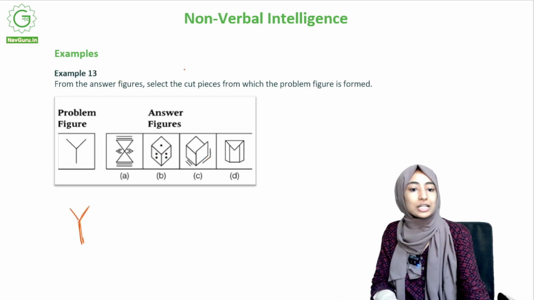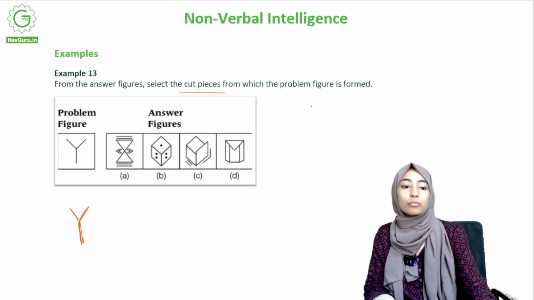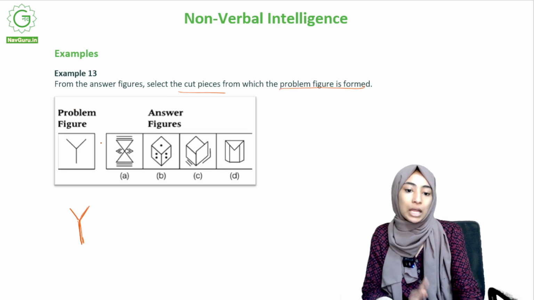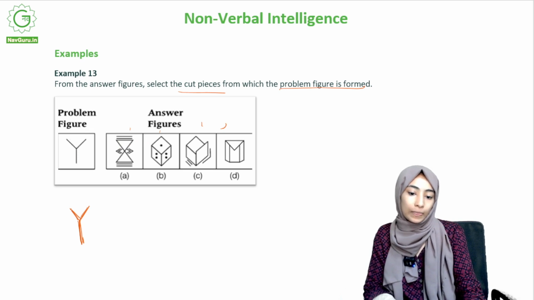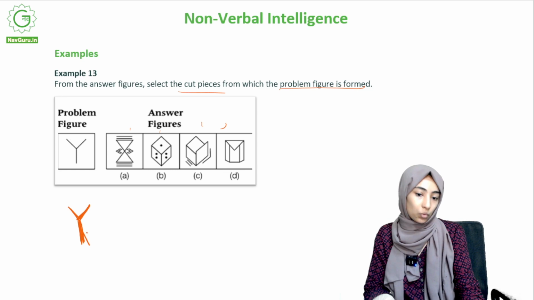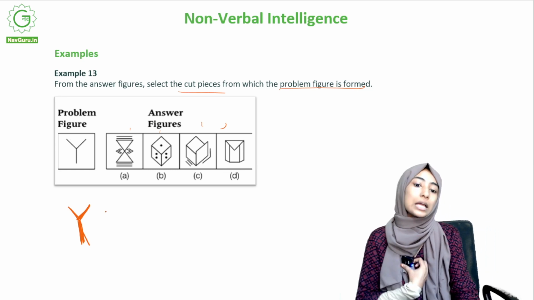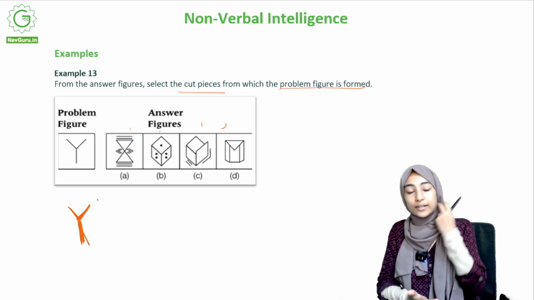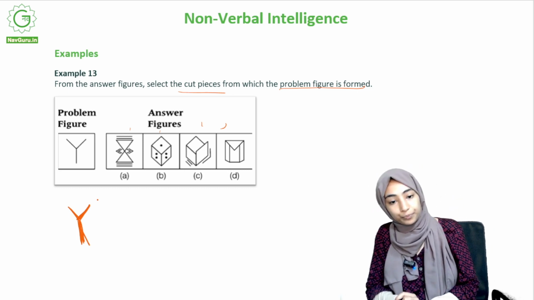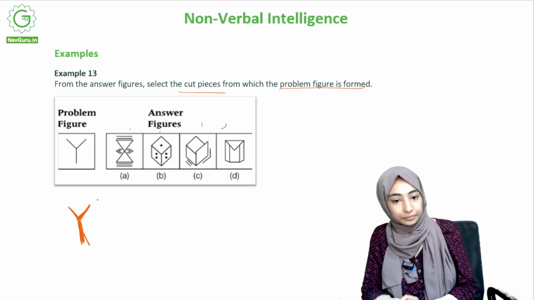From the answer figures, select the cut pieces from which the problem figure is formed. Basically, I need to see out of these A, B, C, and D, which is the cut piece from which I can form a Y. Is there any figure wherein I have something like a Y? That is what I need to be looking at. Again, I'll give you some time. It's a fairly easy question. Just see if you can figure it out. The time starts now.